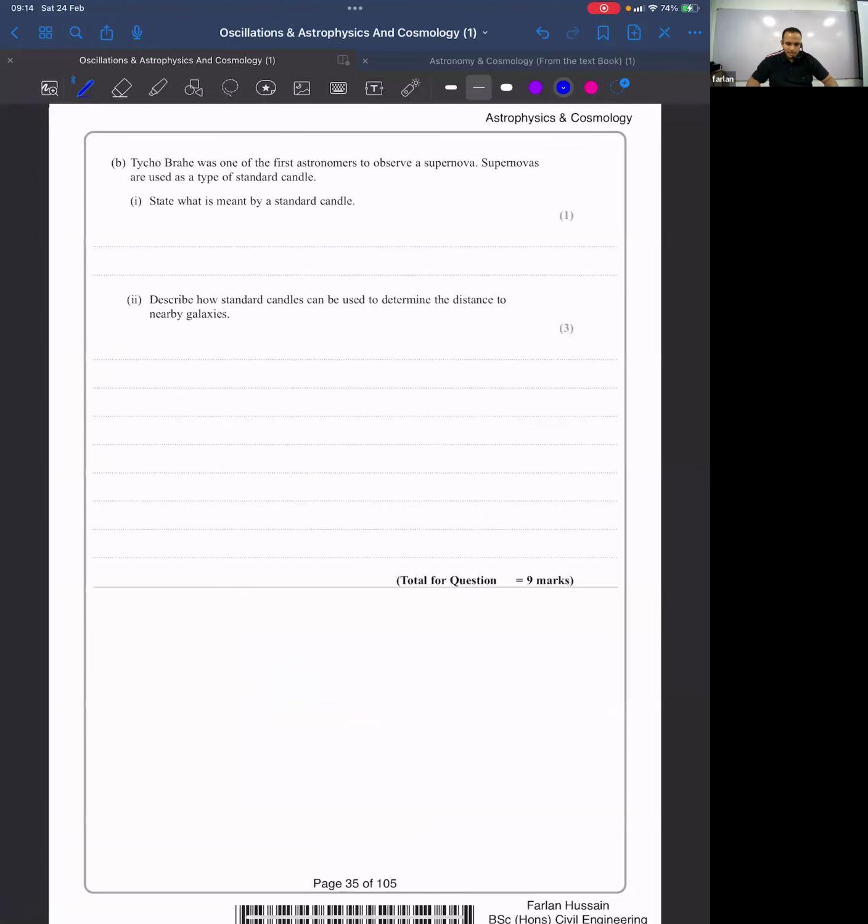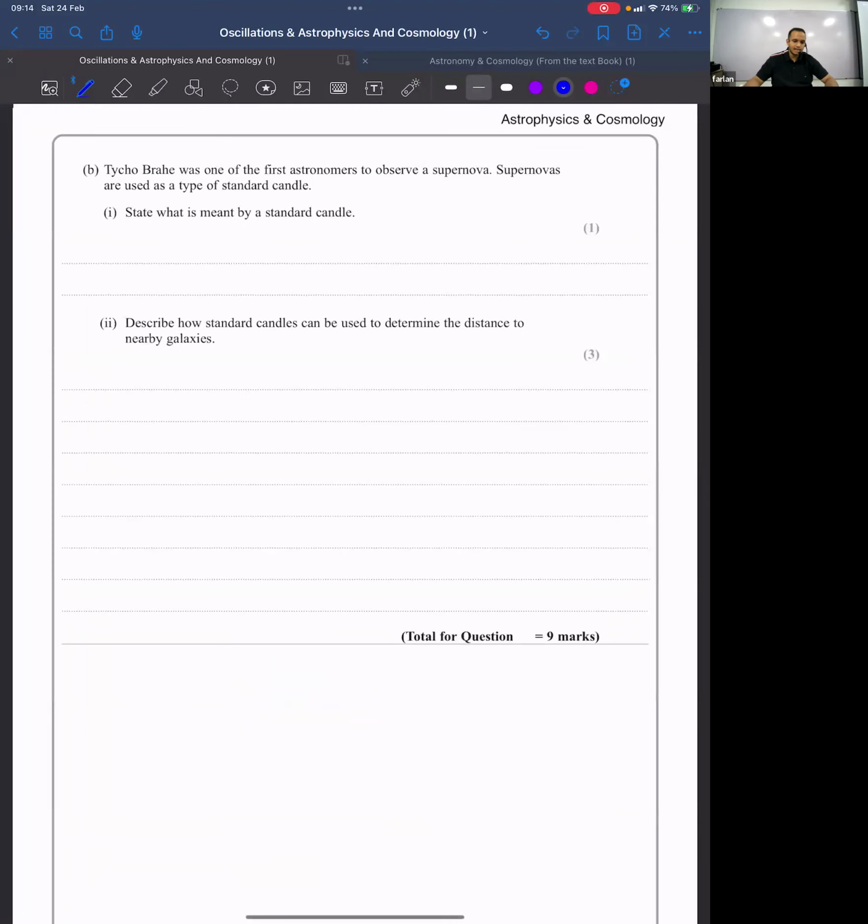He was one of the first astronomers to observe a supernova. Supernovas are used as a type of standard candle. State what is meant by standard candle. What is a standard candle? It's a star with a known luminosity. Okay. A star with a known luminosity is what you call a standard candle, right?